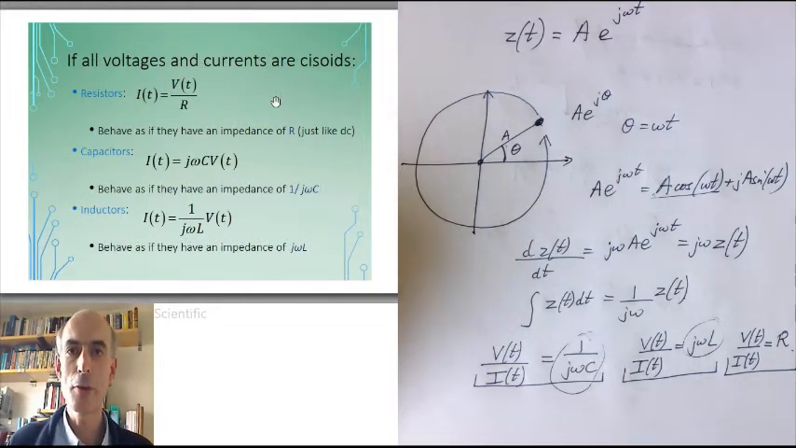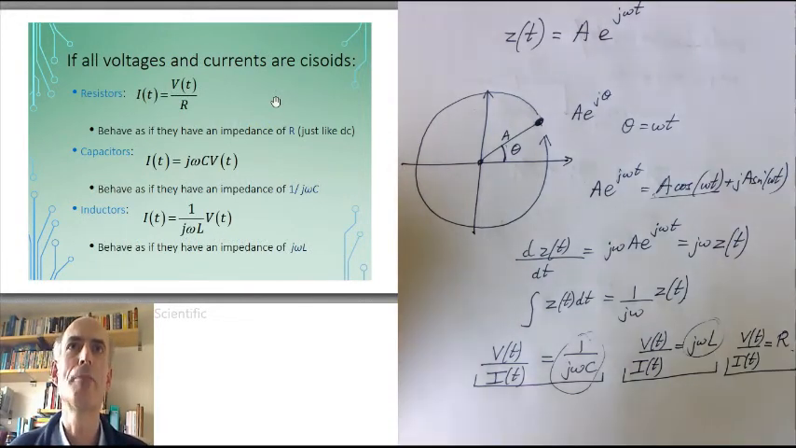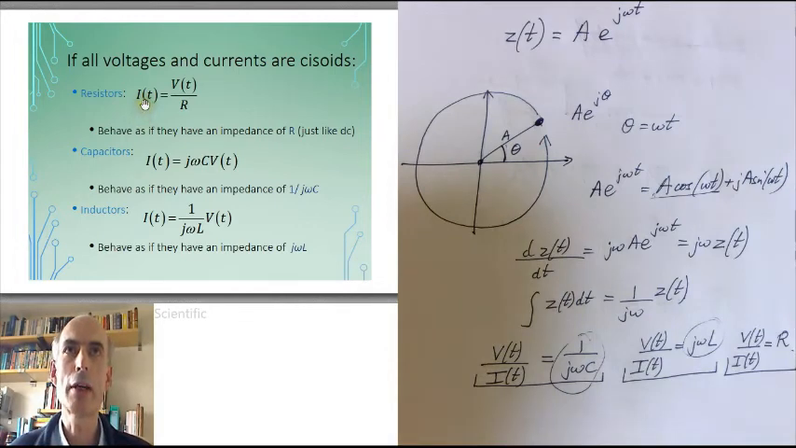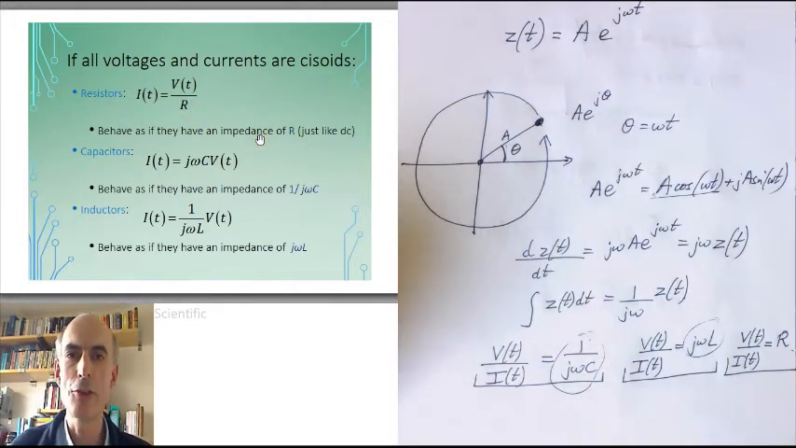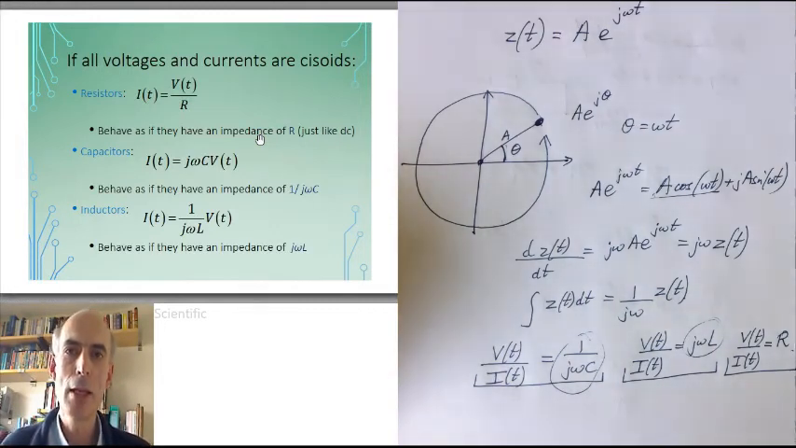This idea is so important that I'll summarize it on this slide. Resistors have a current equal to the voltage across them divided by their resistance, so they behave as if they have an impedance of R. Now, I've used the word impedance here rather than resistance. Impedance is a generalized form of resistance. Resistance is usually used specifically for real voltages and real currents, whereas an impedance can be imaginary or complex.